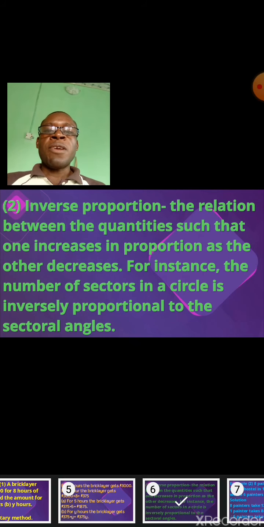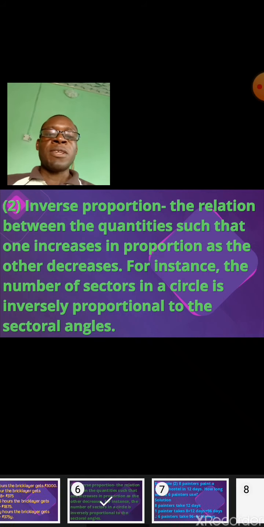Next is inverse proportion. The relation between the quantities such that one increases in proportion as the other decreases. For instance, the number of sectors in a circle is inversely proportional to the sectorial angles. You know the circle? Circle is being cut out by sectors. The more the sectors, the less the sectorial angles.